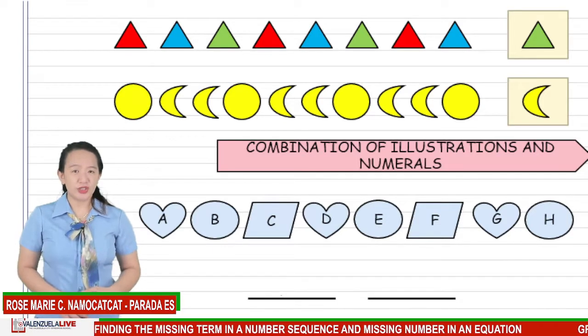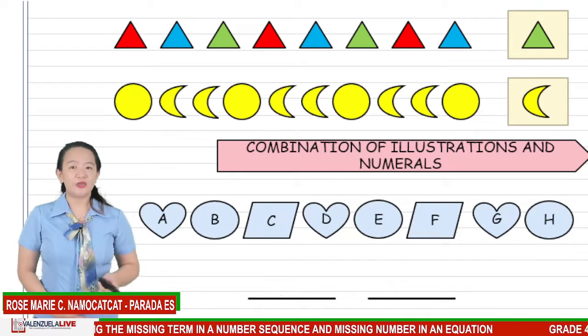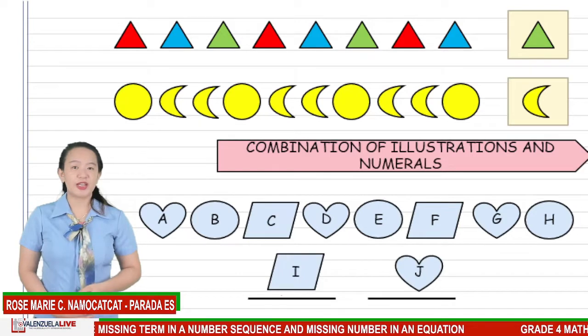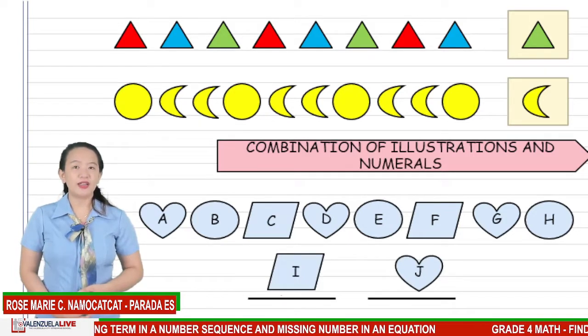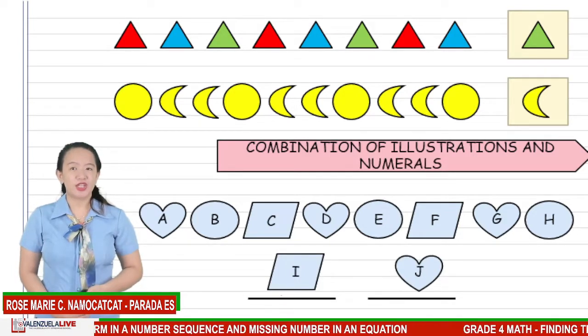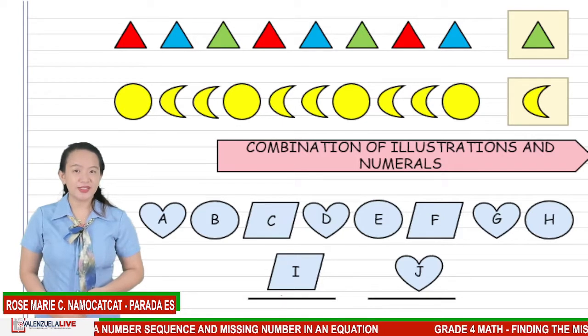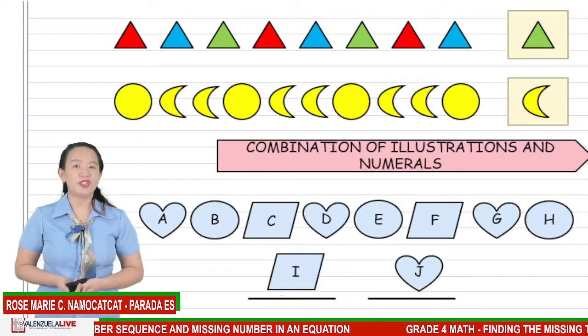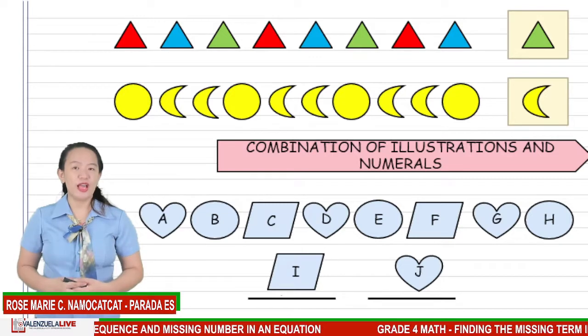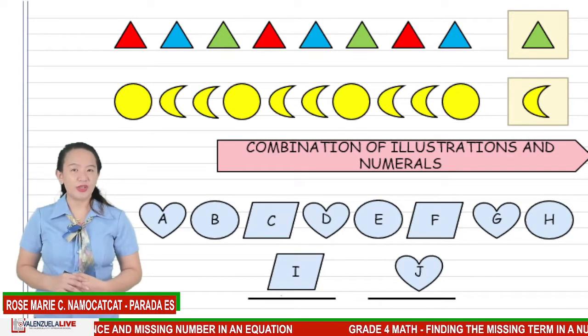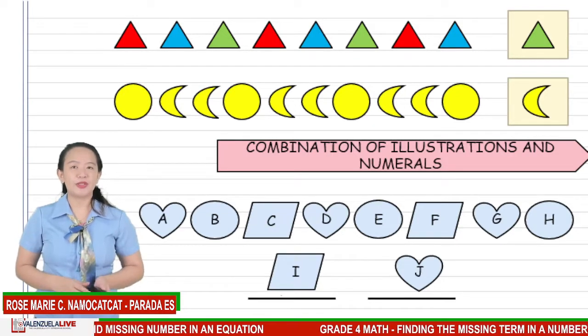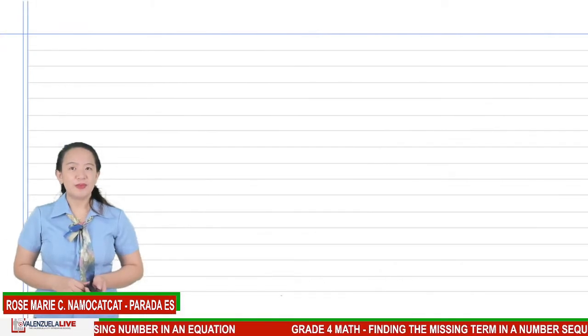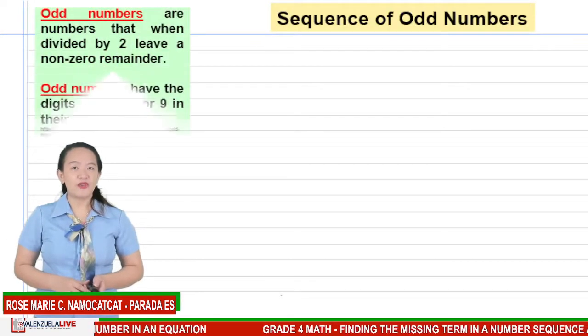In this illustration, we can say that the next figure will be a parallelogram, which is letter I, and a heart that contains letter J. So, did you get the same answer? Great job. It shows that you understand how to find the next figure in a sequence of a pattern. Now, let's proceed to the sequence of odd numbers.